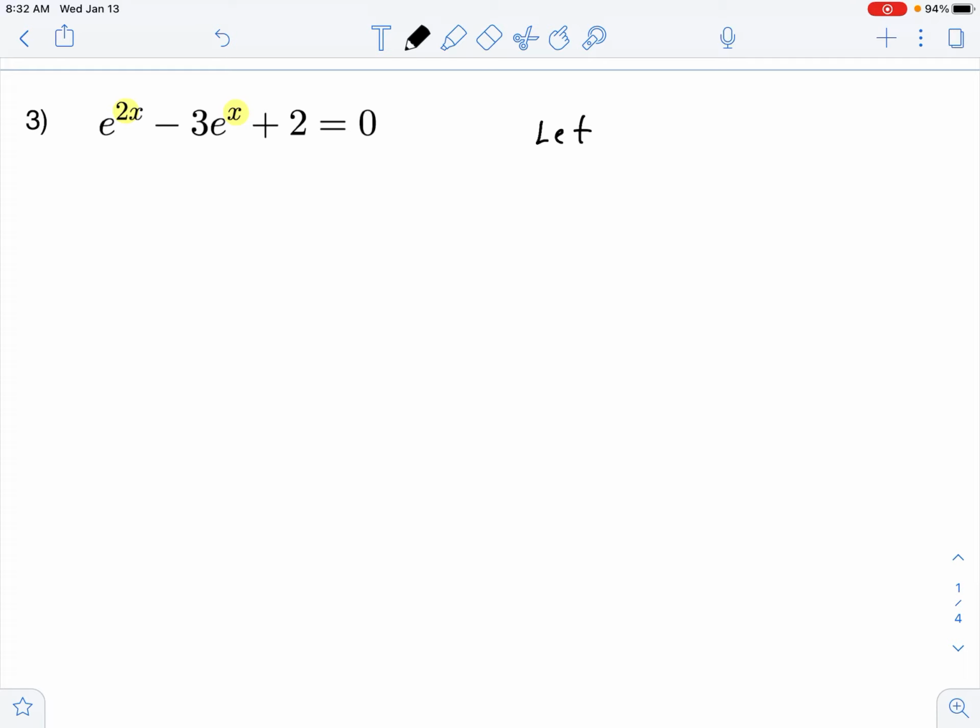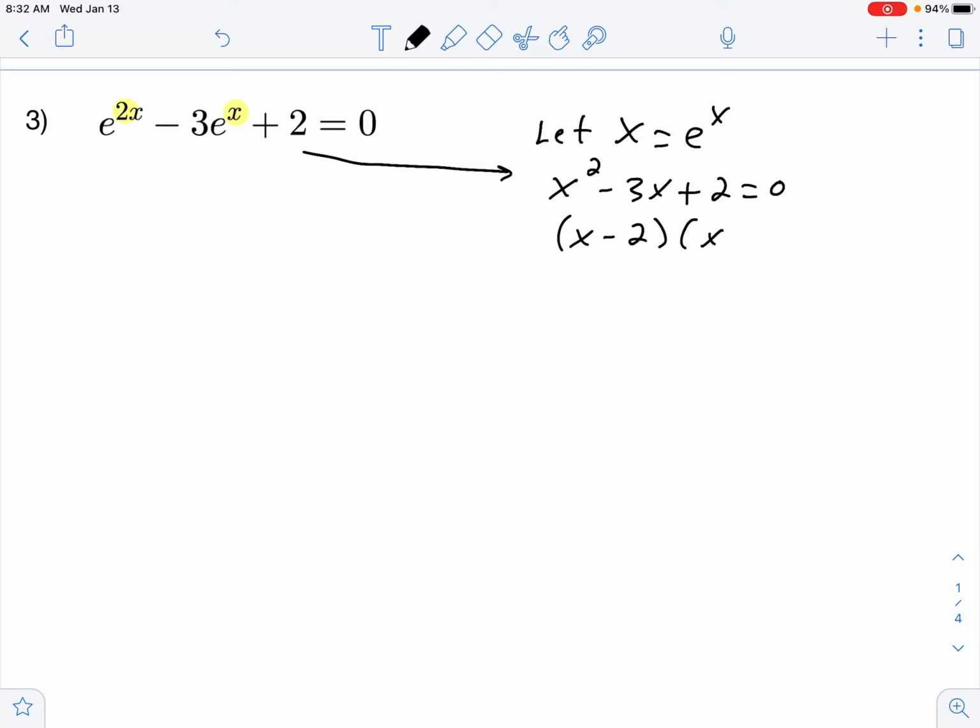I'm going to say let x equal e to the x. So if I do that, then this expression here becomes x squared minus 3x plus 2 is equal to 0. Well, now this is a lot easier to factor. You're familiar with this. So I'm going to go ahead and factor that and get x minus 2 times x minus 1 is equal to 0.